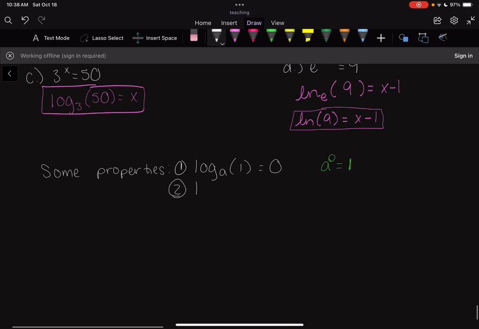Also, another property we'll see a lot is if you have log base a of a, this automatically equals 1. And as an exponential, what we're saying is the power you'd put on a for it to equal a is 1.